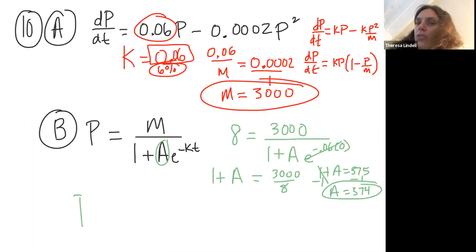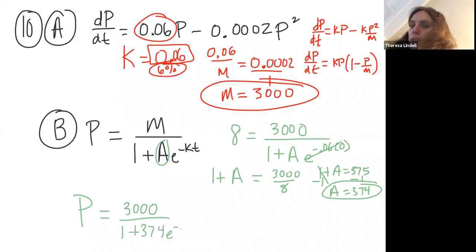So my final answer to this part is the full equation. So it's 3,000 over 1 plus 374 e to the negative 0.06 t. Does anybody need that one more time?